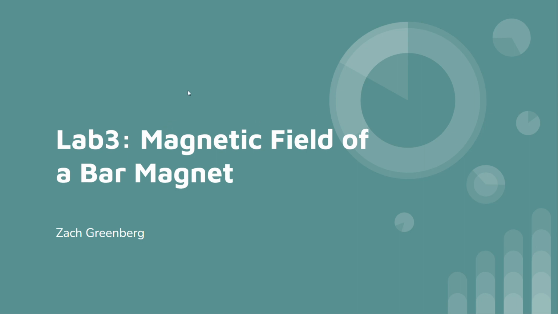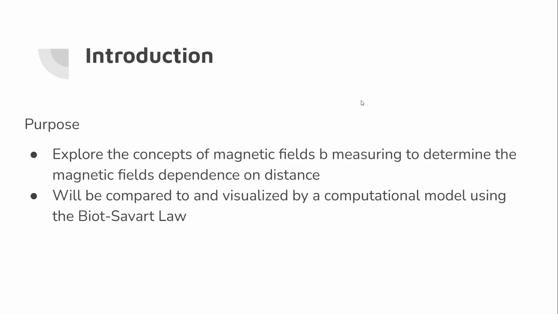Hello, welcome to Lab 3: Magnetic Field of a Bar Magnet. Introduction. The purpose of this experiment is to explore the concepts of magnetic field by measuring it to determine the magnetic field's dependence on distance. This will be compared to and visualized by a computational model using the Biot-Savart law.